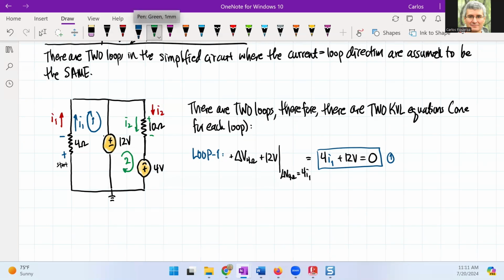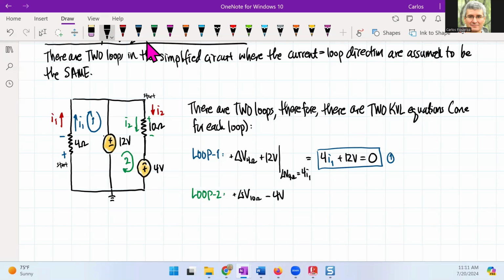Now, if I go to loop 2 here, I'm going to do the same thing. So let's say that I start right here, and I'm going to go straight down. As I go straight down, look what I see. I see a positive first, so that's going to give me a positive voltage of the 10 ohm. I keep coming. Look what I see. I see a negative 4, so I'm going to write negative 4 volts.